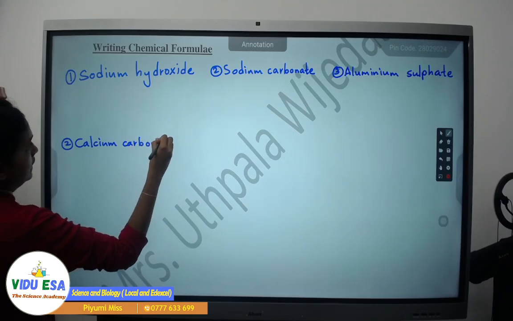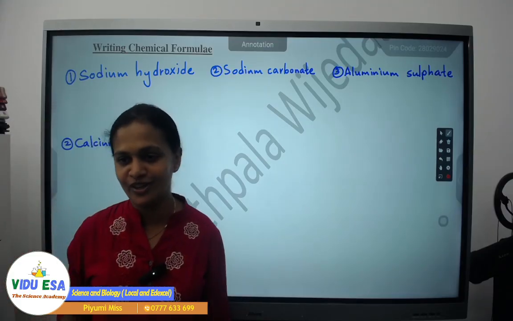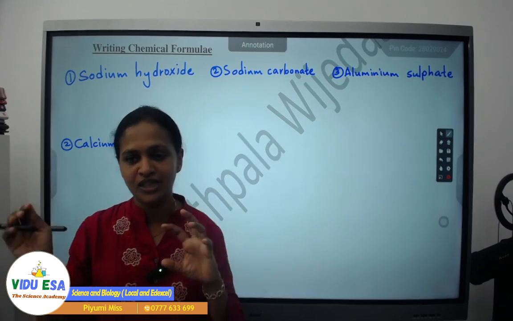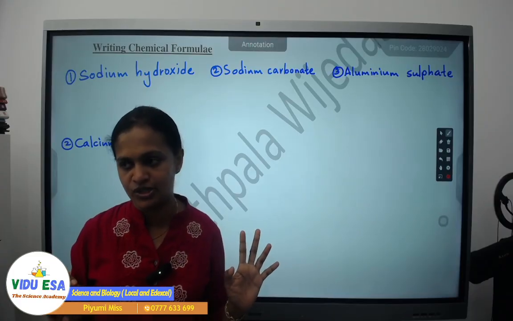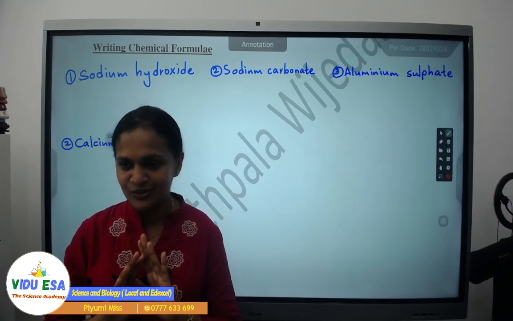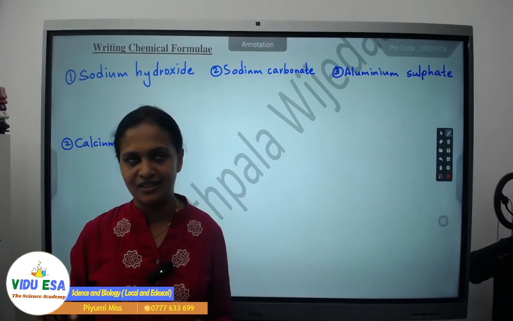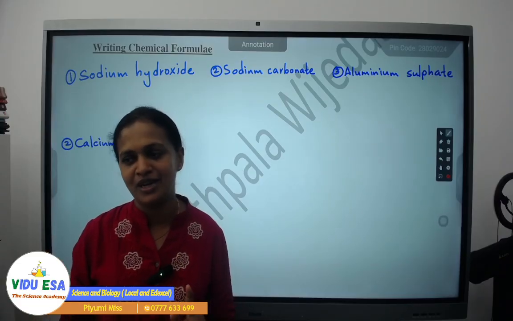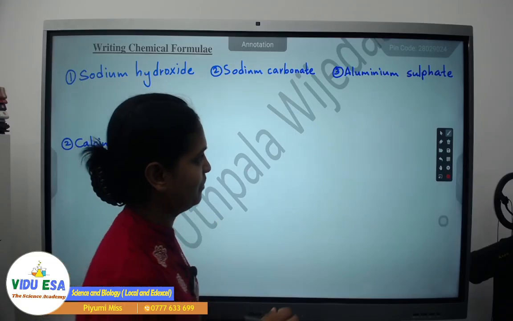Here you have to thoroughly remember that we can't change the formula of the radical, right? If both components are having the same valency, you can have the simplest ratio. That's okay, but you can't change the formula of the radical. You can't change the formula of the radical. Keep that in mind.